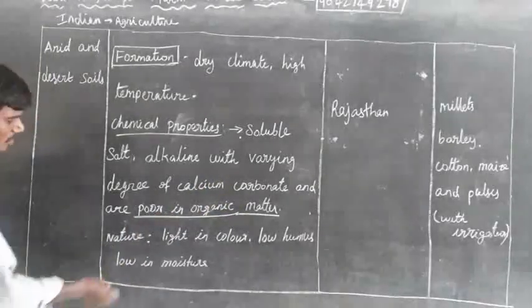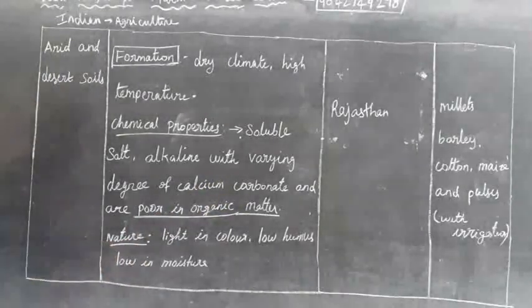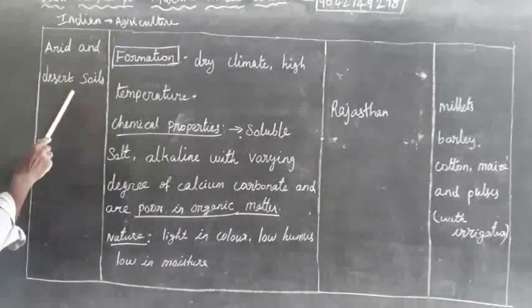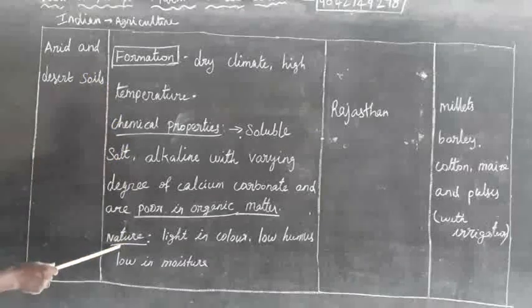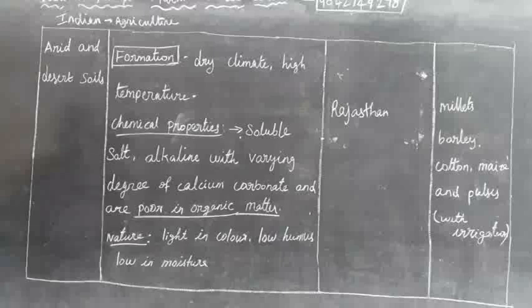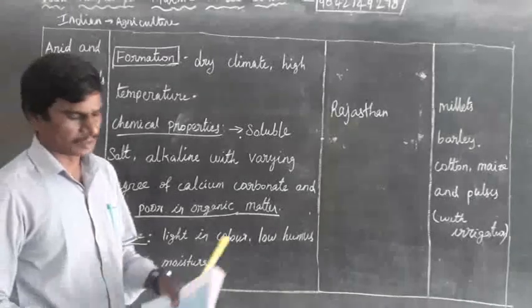Next is the nature: desert or arid soils are light in color, with low humus and low moisture.